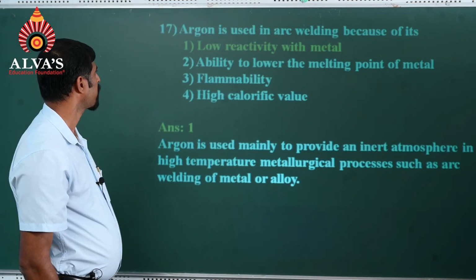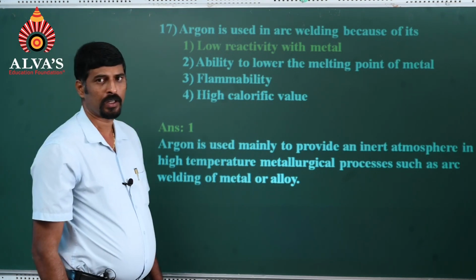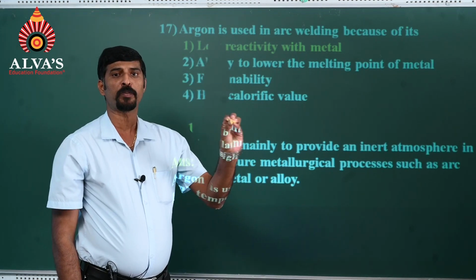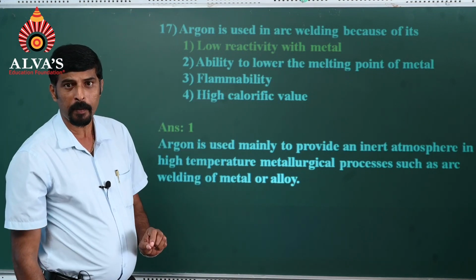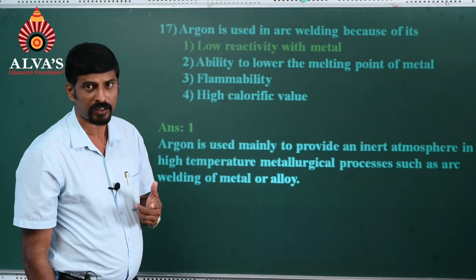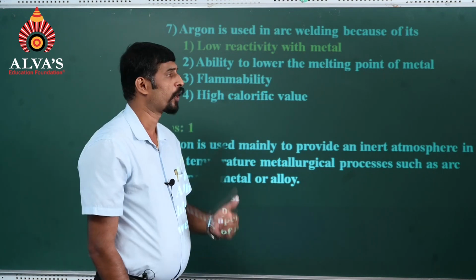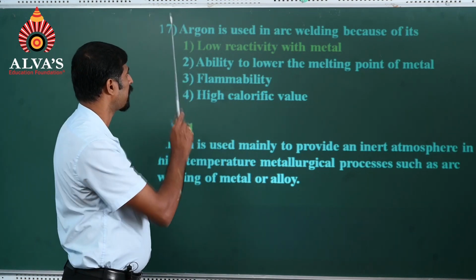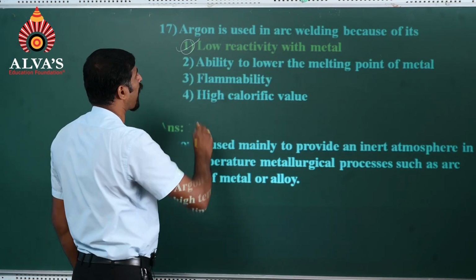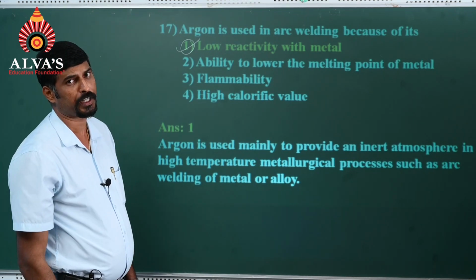Next, we'll move on to question number 17. Argon is used in arc welding because of its. We know that noble gases are used to provide an inert atmosphere during metallurgical operations. Please remember, at high temperature, metal reacts with oxygen and forms a metal oxide. In order to avoid this reaction, what will you use? You will use a noble gas. That is, argon is used. Therefore, option first is the right answer. Low reactivity with metal, and because of that, oxidation of metal does not take place.